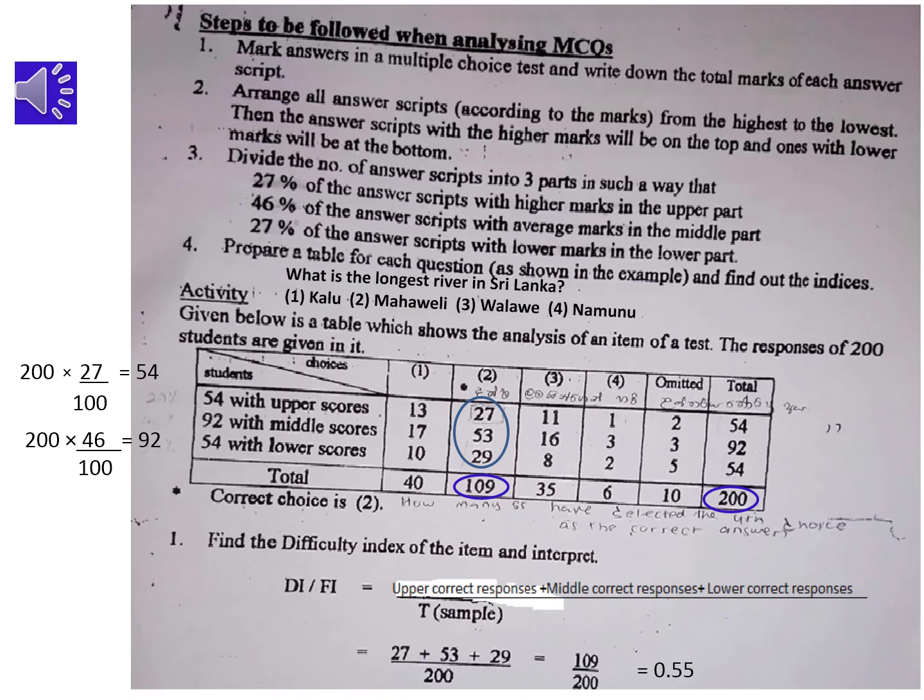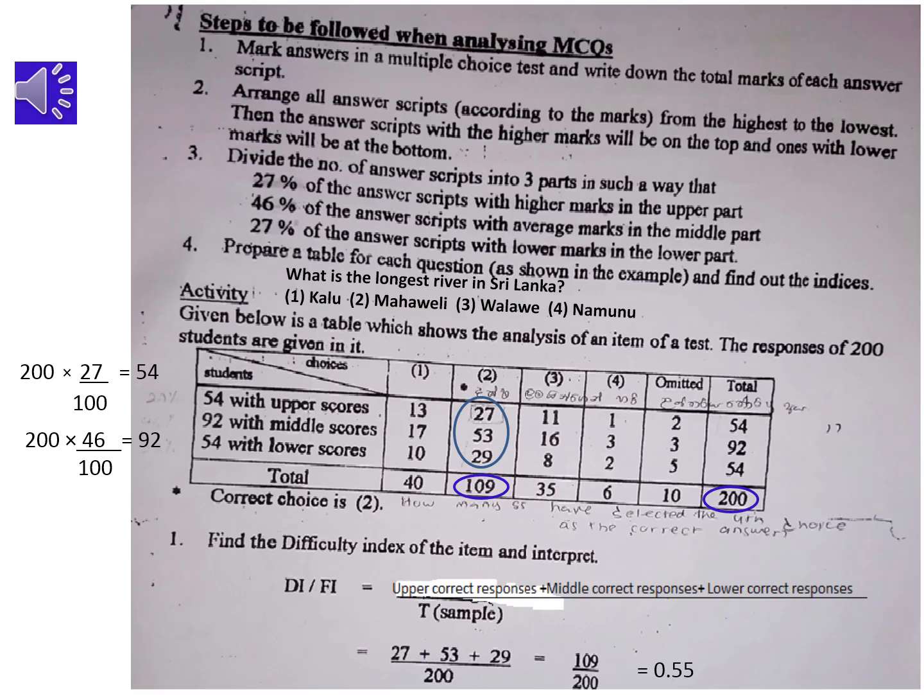Then the last will be the 27, right? Now if we add those 27 plus 46 plus 27, it's 100. All right, remember the percentages: 27, 46, 27. On the top, the clever ones' answer scripts. In the middle, the majority, average students. The lower part, 27%, weaker students, right? So you have 3 bundles now, smaller ones.